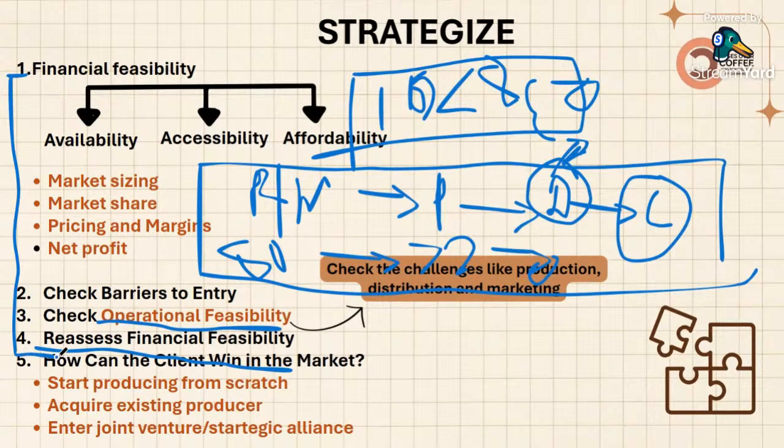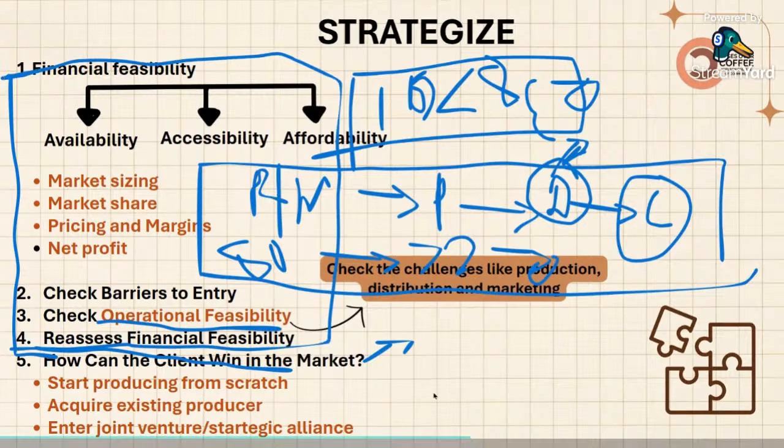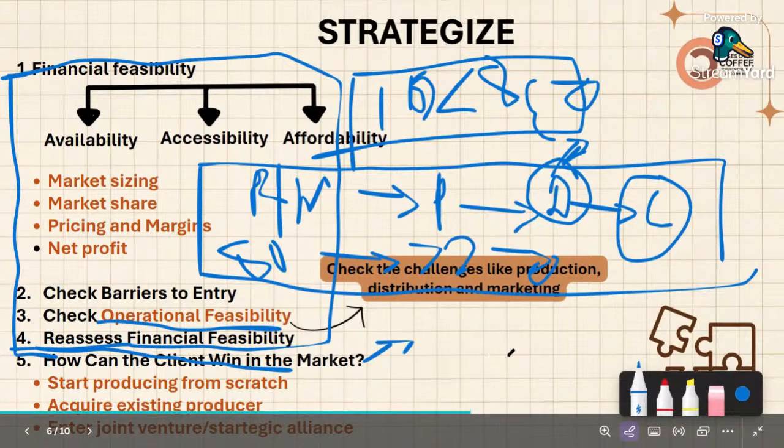After doing this entire financial feasibility analysis, we will be moving to the next part, which is how the client can still win the market. From the start until this point, we came to the conclusion that the company should not enter the market. But if this company still wants to enter this market, then what could be the possible options? The very first thing is they can start manufacturing, producing from scratch. There can be multiple cases. They can acquire an existing product, and then they can start a joint venture or strategic alliance.